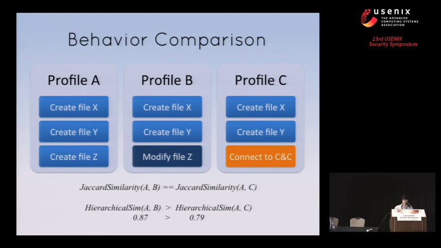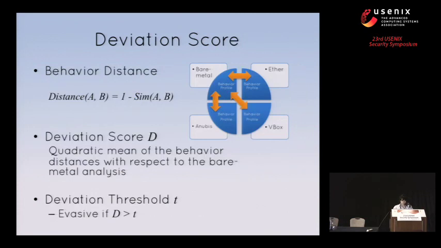However, we want to compute the deviation in the behavior. For this, we define behavior distance. The behavior distance is simply the complement of the hierarchical similarity, computed by subtracting the hierarchical similarity from 1. And for each malware, we compute 3 different behavior distances corresponding to Ether, Anubis, and VirtualBox analysis with respect to a bare metal analysis system.